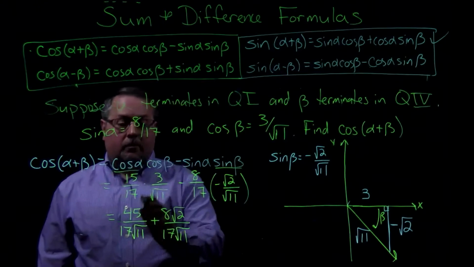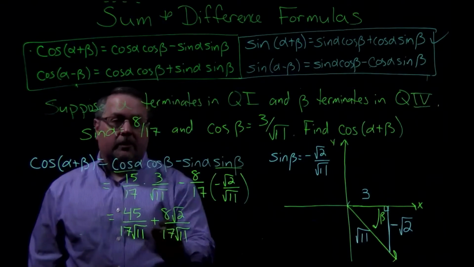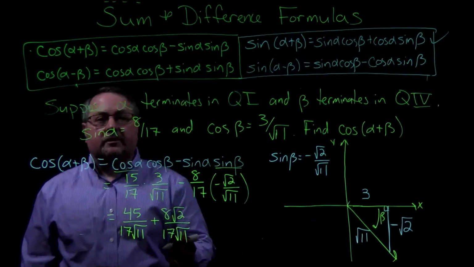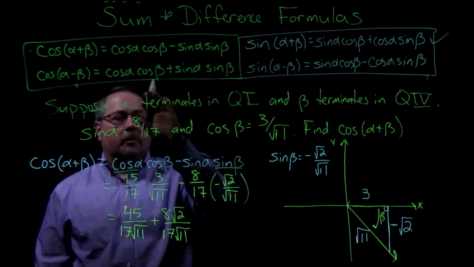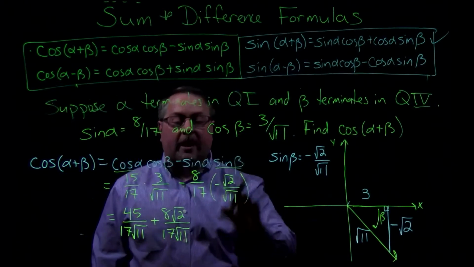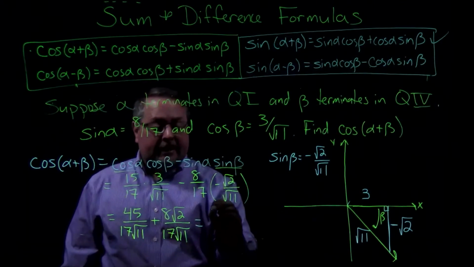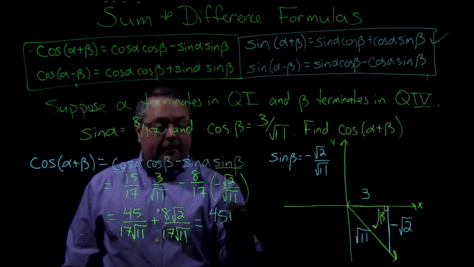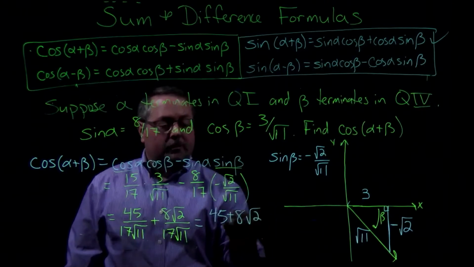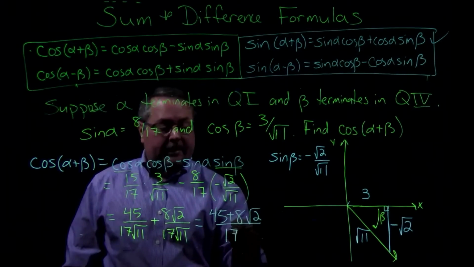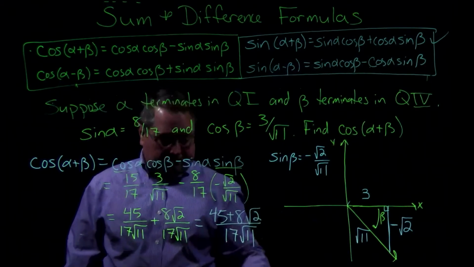So if you do this sort of problem and you end up with two different denominators, there's a chance you did something wrong. So again, these are the problems where you're given a quadrant and a trig value and you have to draw the right triangles. So now we can just add these and we get 45 plus 8 times the square root of 2 over 17 times the square root of 11.